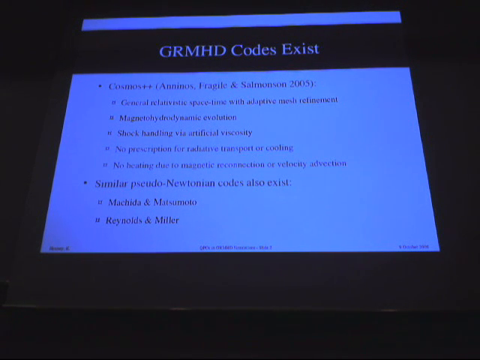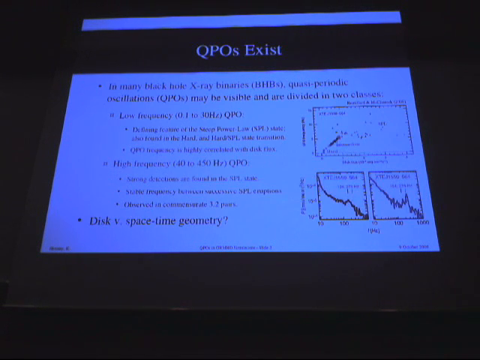These codes are similar to some of the other stuff we've seen out there. I know Mommy's going to be presenting, I think, right after me, so we'll hear more about their similar codes, which are pseudo-Newtonian. So, kind of following in that vein, we also know that QPOs exist when we look at observations of these black hole binaries. Okay, you guys are all experts in this, so we don't need to go into too much detail.